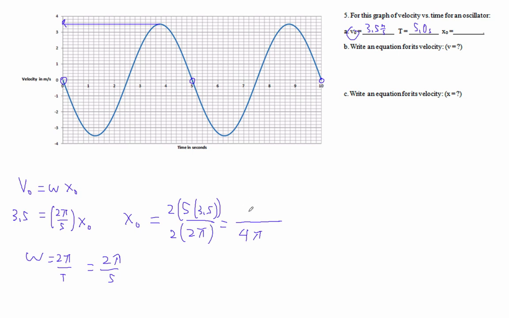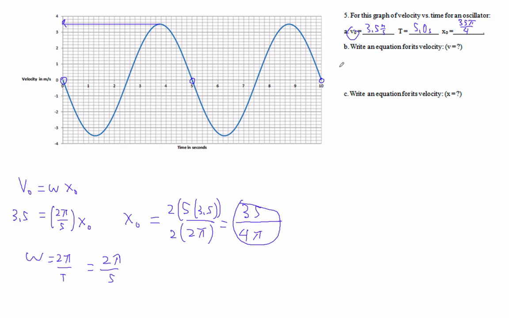Oh wait, no, it's not. It's 35. 2 times 5 is 10, times that is 35 over 4 pi. Okay, so this is our maximum x, that's our x naught. This is our maximum, so this guy is 35 pi over 4. So an equation for its velocity, doesn't that look like a negative sine?